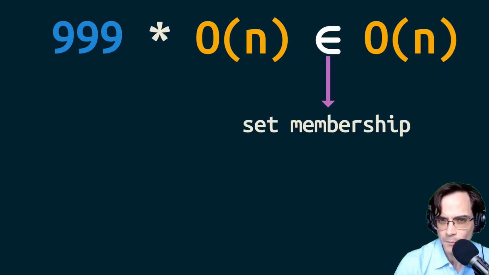Changing the constant multiplier doesn't change the way functions grow in some deeper way, and when we're analyzing algorithms, we don't often run into stuff like 999 anyway.